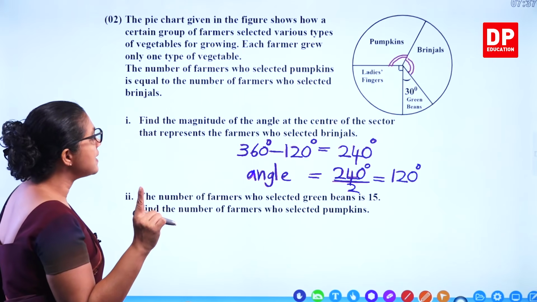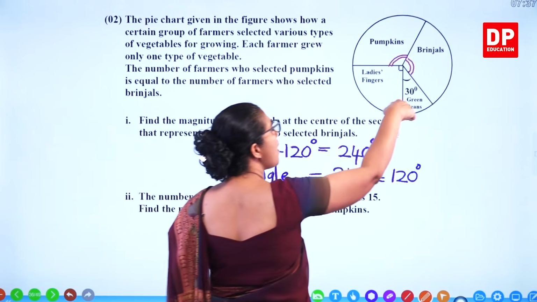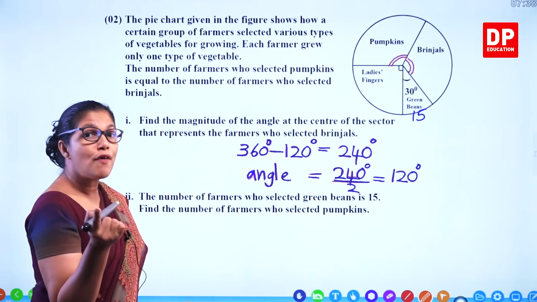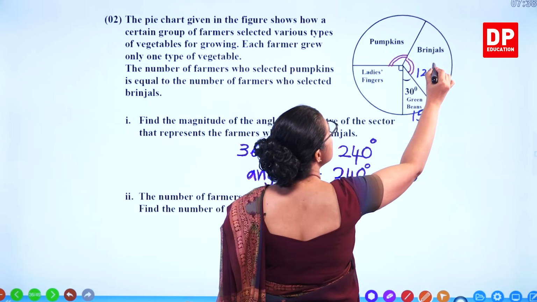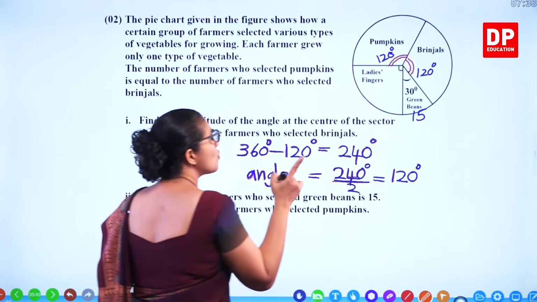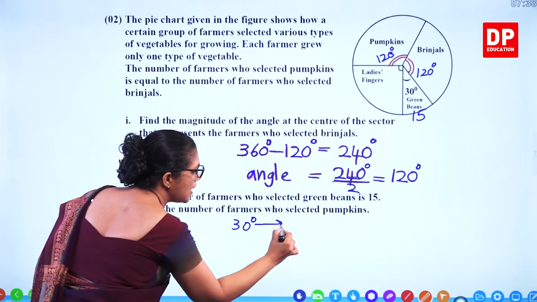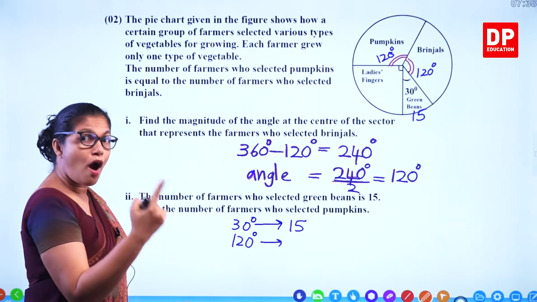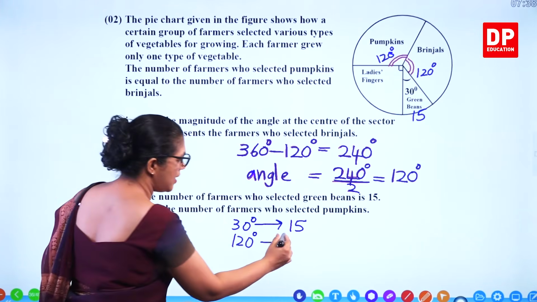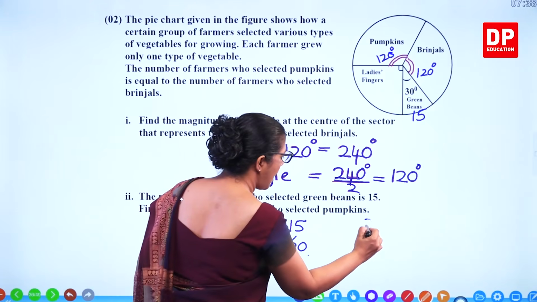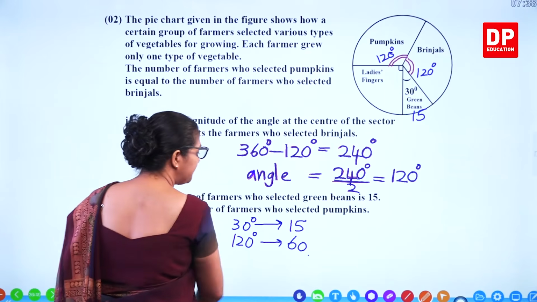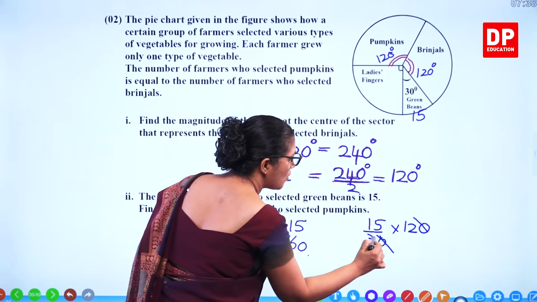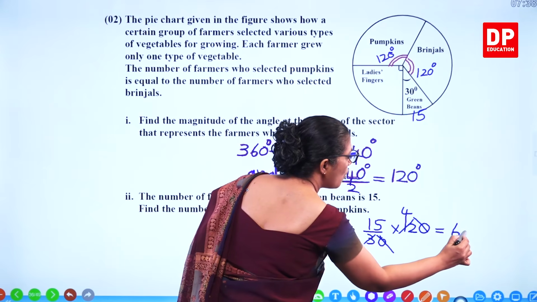The number of farmers who selected green beans is 15. So this part is 15. Find the number of farmers who selected pumpkins. Pumpkins we found out is 120. This is 120, so that's also 120. So 30 degrees is 15. So we need 120 degrees. Can you see 30 half is 15, so 120 half is 60. Or you can just do the calculation. 15 over 30 into 120. The 0s get cancelled out. 3 times 4. 15 times 4. You get 60.